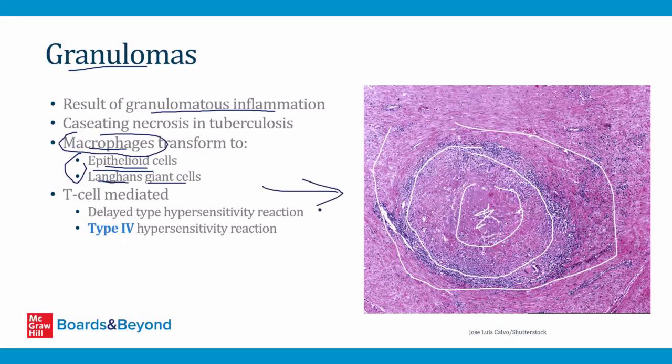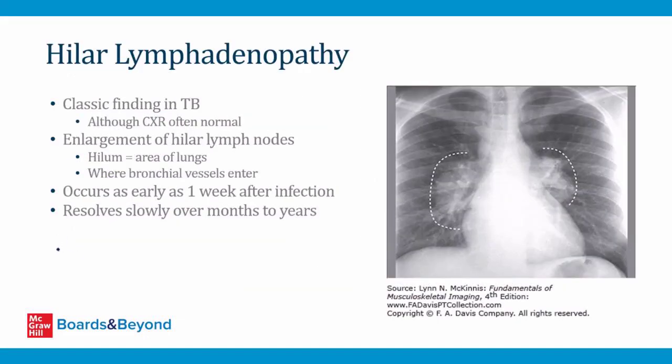And I mentioned this before, but this is a high-yield little detail to remember for your STEP exams. This is a T-cell mediated process. It's an example of a delayed type hypersensitivity reaction, a type 4 hypersensitivity reaction. That's what leads to formation of these granulomas. When the lungs become infected with tuberculosis, the classic finding on chest X-ray is hilar lymphadenopathy. So let's talk about that now.